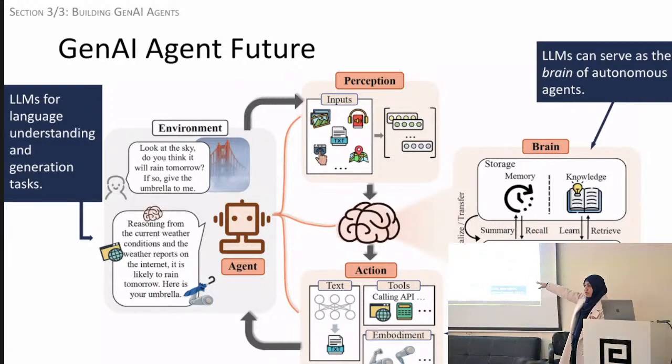So the perception is obviously sensors. Lots of IoT stuff could be here. The brain is where the LLMs can basically serve as the brain, right? That's what people are saying now. So LLMs can serve as the brain of the agent because they're so good at reasoning. And then the action could be, again, LLMs, other agents, external services, robots, and so on. So this future could also be possible with GenAI.